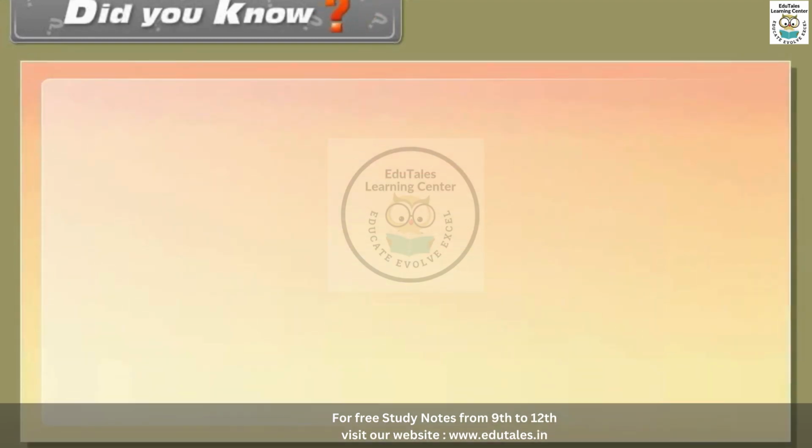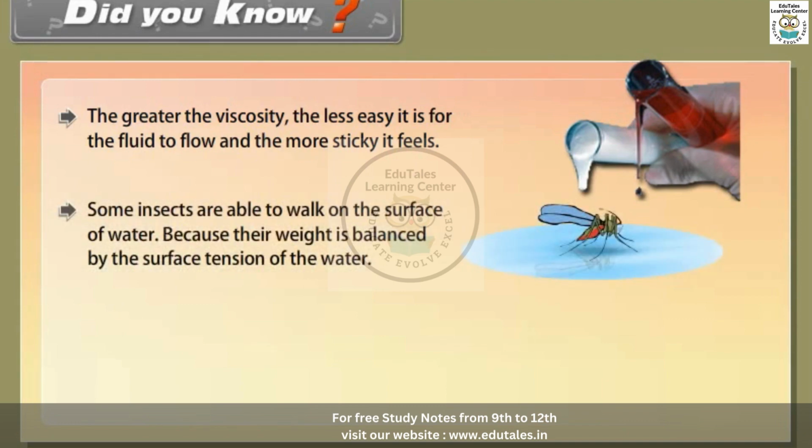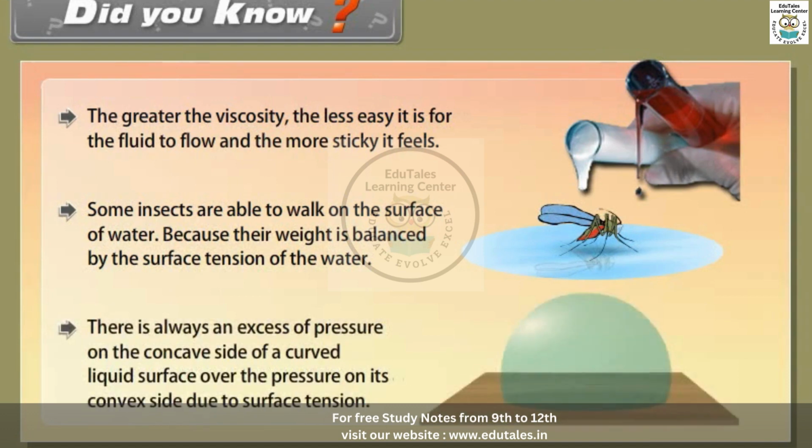Did you know? The greater the viscosity, the less easy it is for the fluid to flow and the more sticky it feels. Some insects are able to walk on the surface of water because their weight is balanced by the surface tension of the water. There is always an excess of pressure on the concave side of a curved liquid surface over the pressure on its convex side due to surface tension.